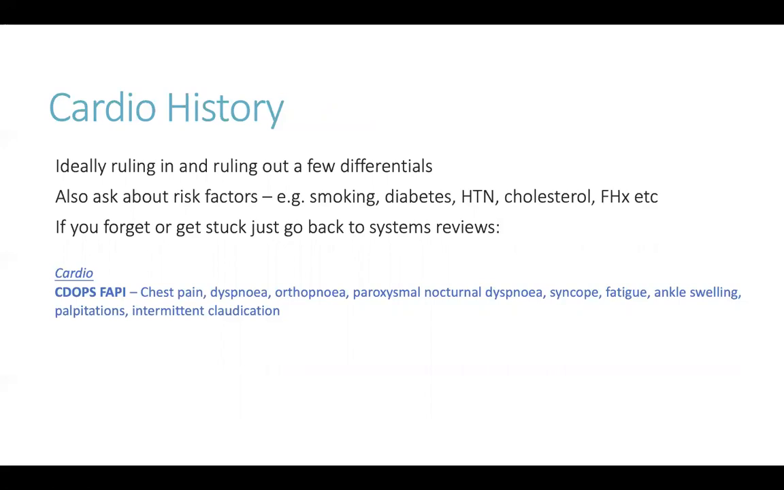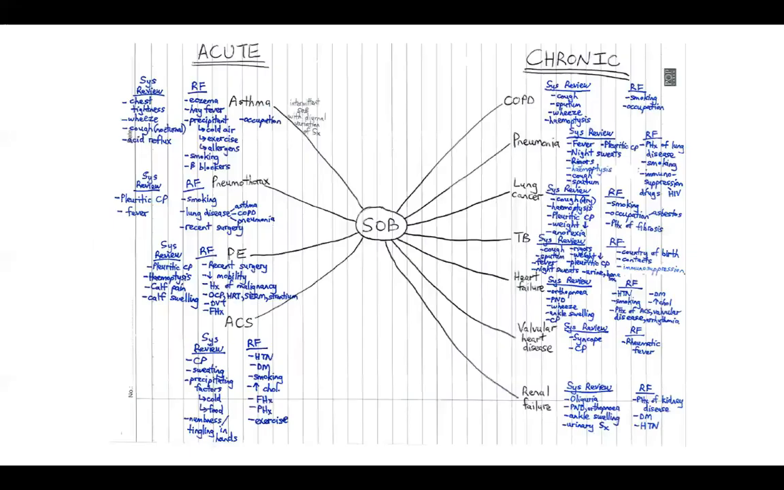So this is my systems review. Yeah, I don't know, you guys don't like it. So it's just CDOPS, FAPI, chest pain. I don't know, I like it because it's a really good order. So it goes through chest pain, dyspnea, orthopnea, heart failure, AMI, palpitations. Yeah, it's just really good. So if you ever get stuck, just go back to it. Like, just make sure you try to cover it.